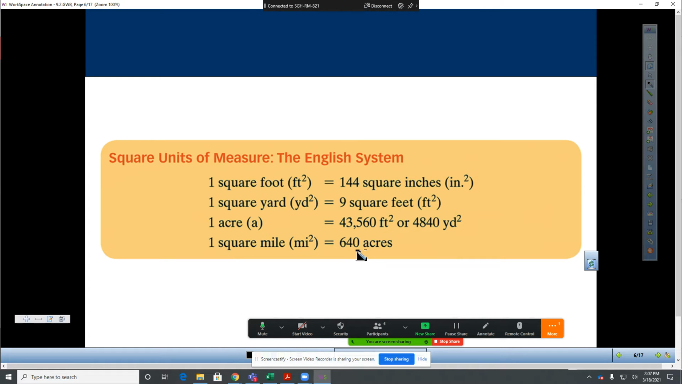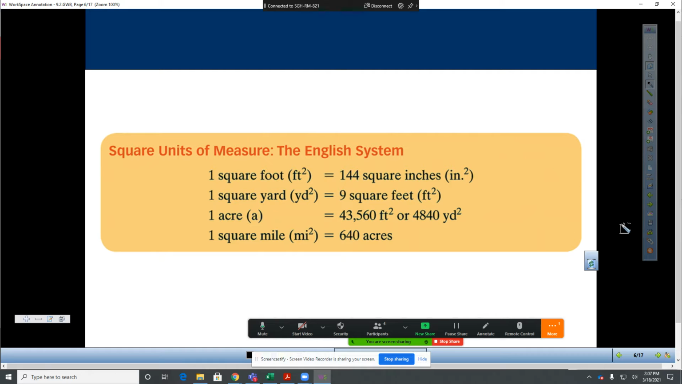But an acre is like a baseball or a football field is about 2 to 3 acres. That's about what it is. So 1 square mile is 640 acres. So that's a pretty good piece of land right there.